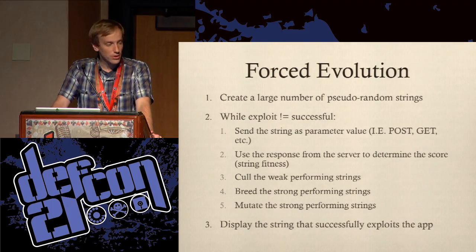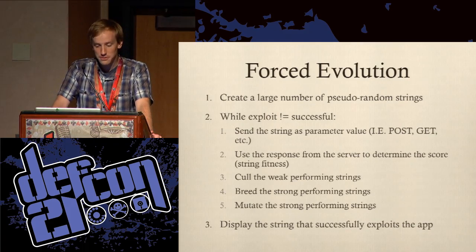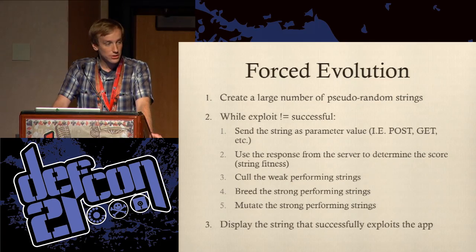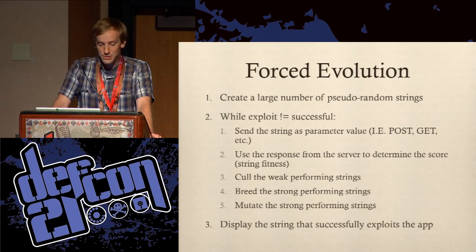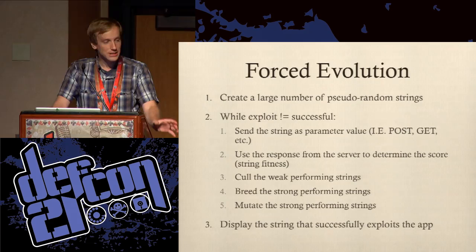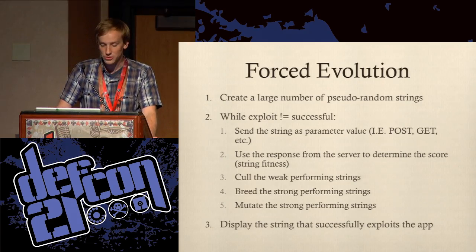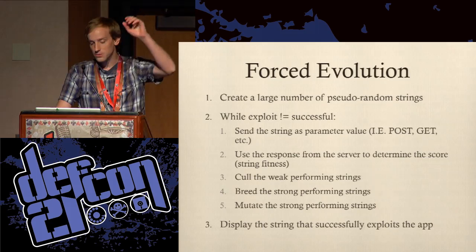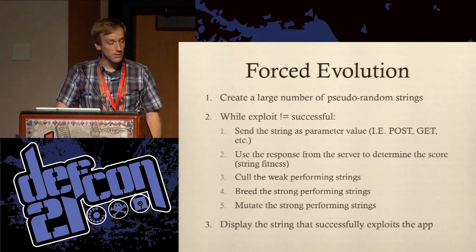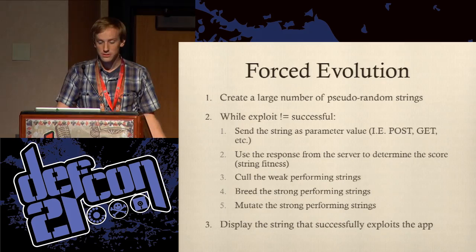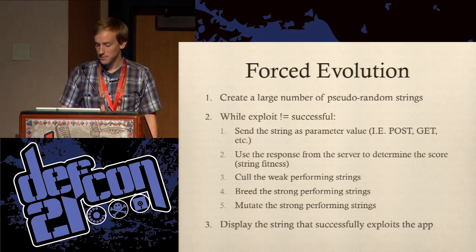We send the string as a parameter value, either POST or GET, what have you, and then use the response from the server to determine the score. This could be many things, so we have a good deal of granularity in how we can score a string. Then, just like the rest, we cull, we breed, we mutate, and when we find a string that successfully exploits an app, we display it.